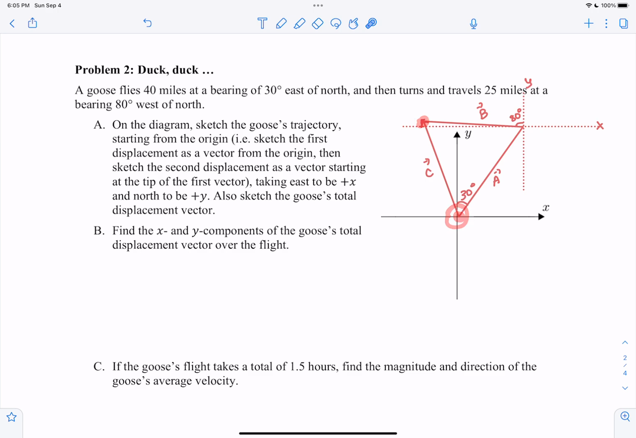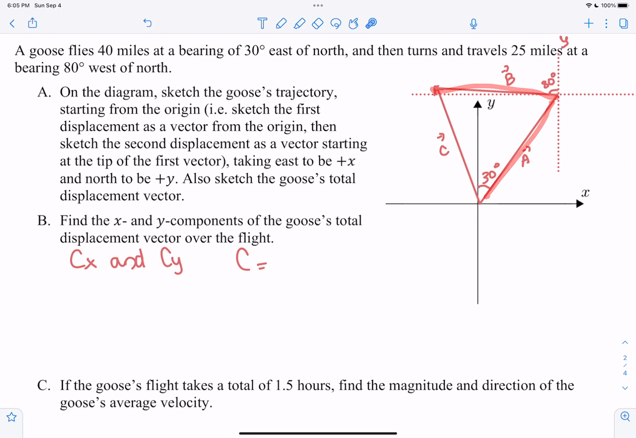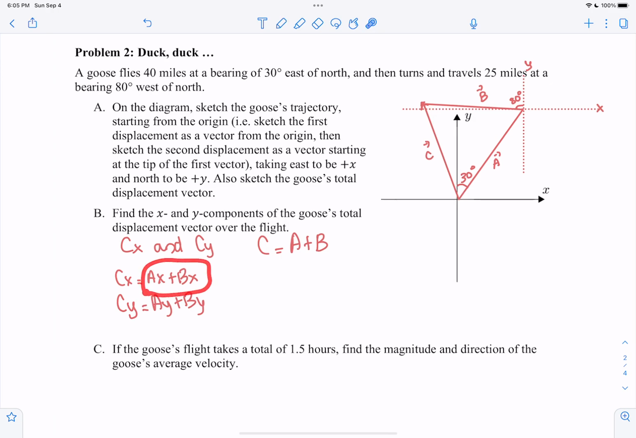Final, initial, right? So if we want to find out Cx and Cy, well, we know that C, based on vector addition, should be equal to A plus B. So C is equal to A plus B, right? So Cx is equal to Ax plus Bx, and Cy is equal to Ay plus By, right? The A and B components for x will give the x component for C, and the A and B components for y will give the y component for C.